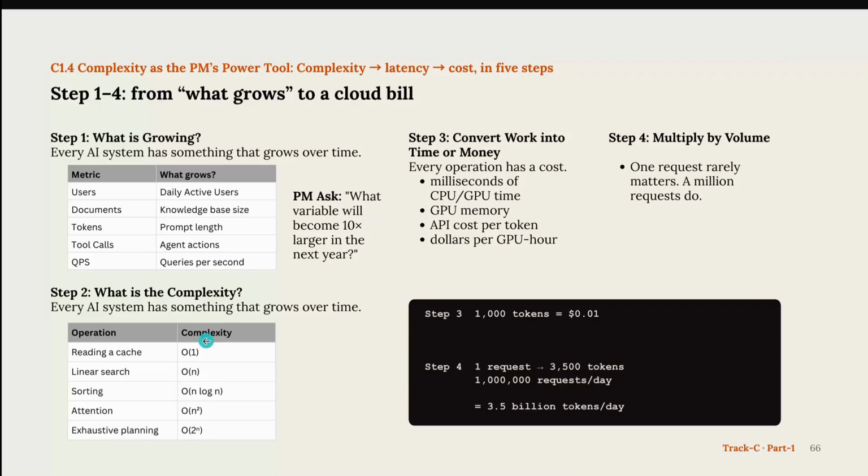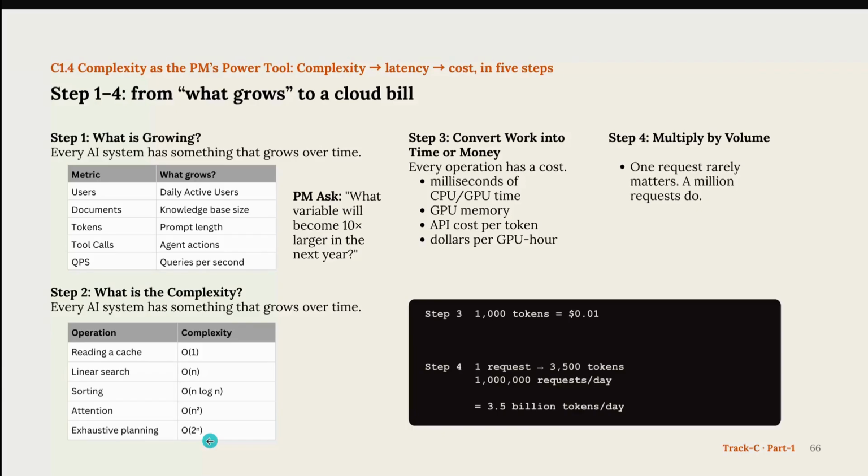At what growth rate is it growing? For example, reading a cache is order of 1, but linear search is order of n, sorting is order of n log n, which is like a binary search sorting that we are trying to do here. If it is attention, it is order of n squared, which is quadratic in nature. Exhaustive planning is order of 2 to the power n, which is exponential in nature, and we saw that dead skull on exhaustive planning. So if you were to convert that work into money, how would it look like?